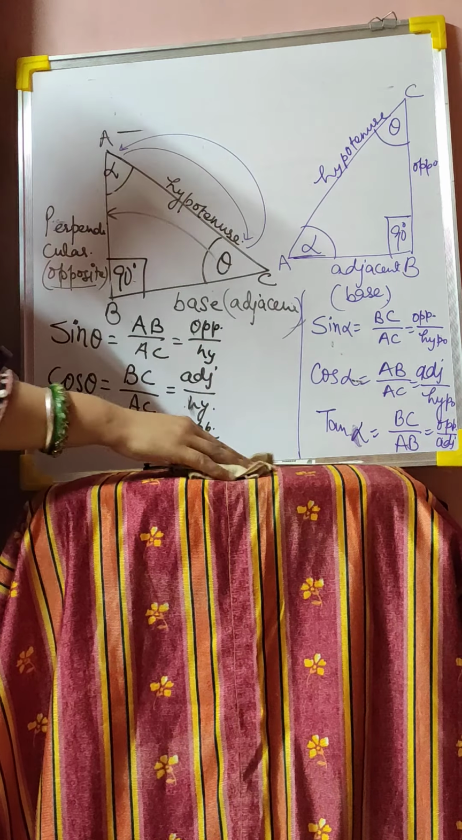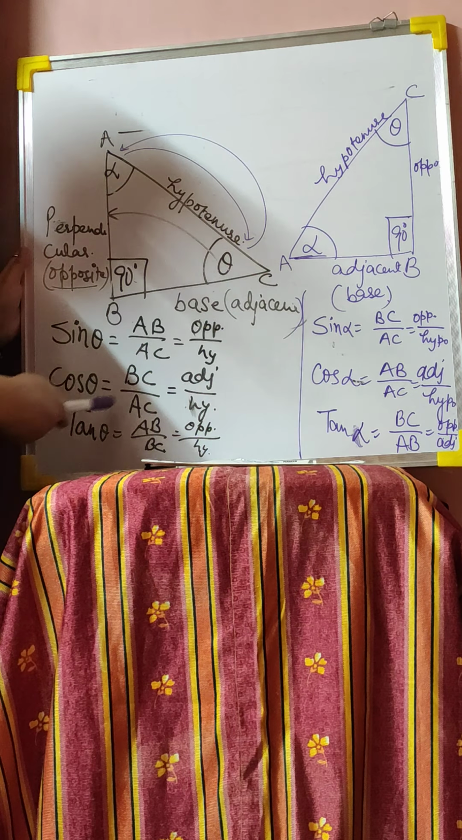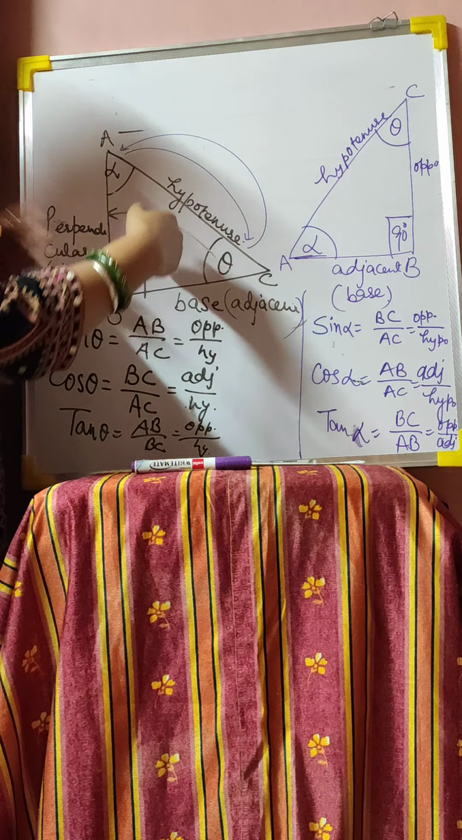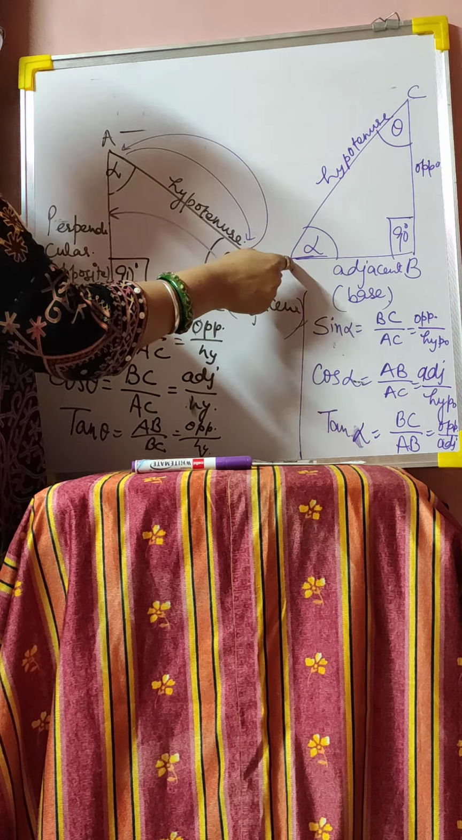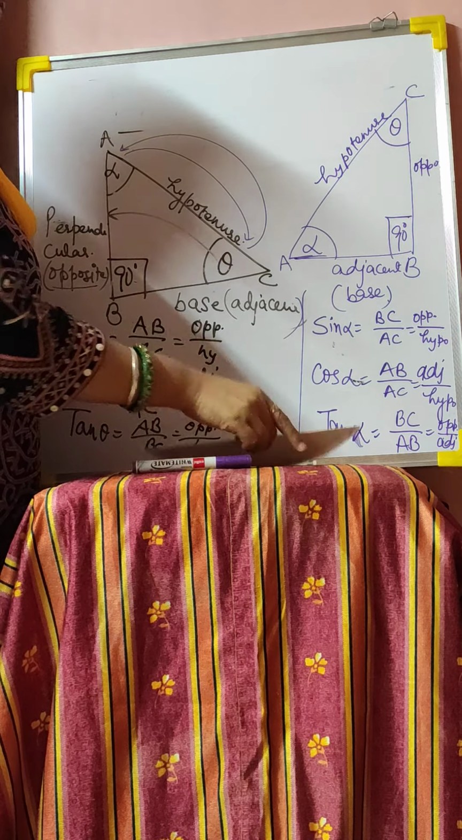Here students, as we discussed that angle theta and how things take place. Now we will just flip it. When we flip it, the C comes up and A comes down and B will remain the same. How it happened? We will see with one example.